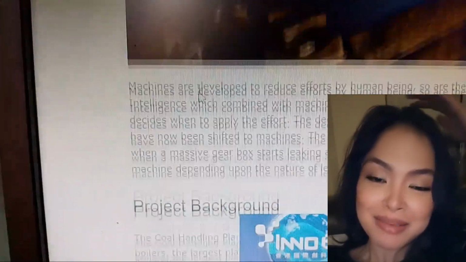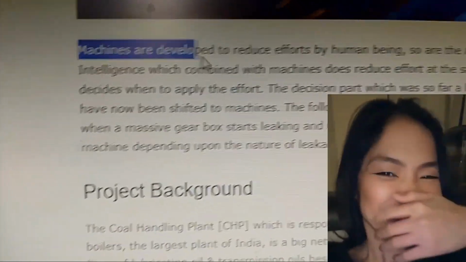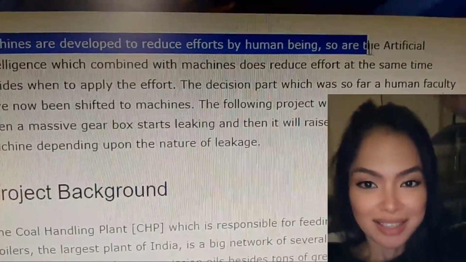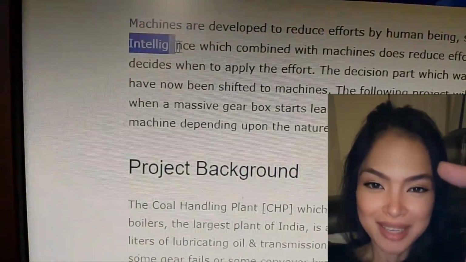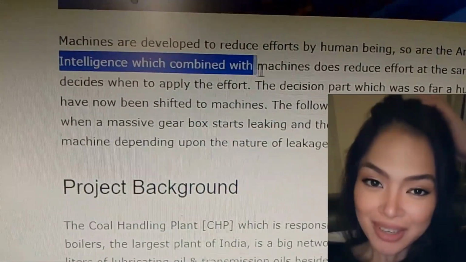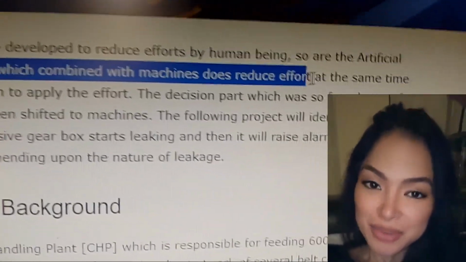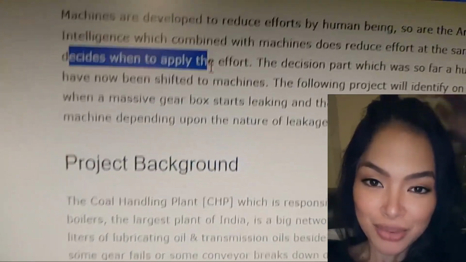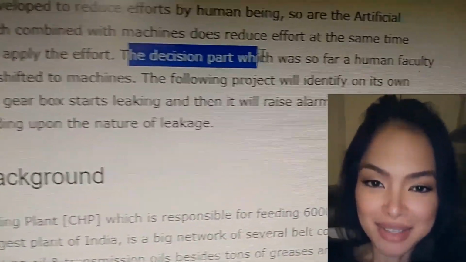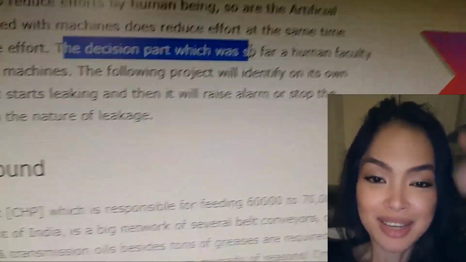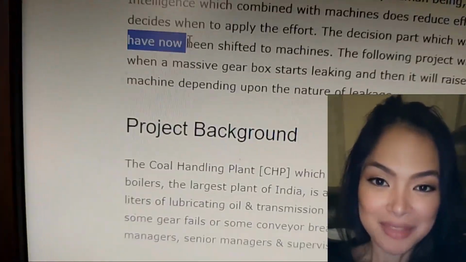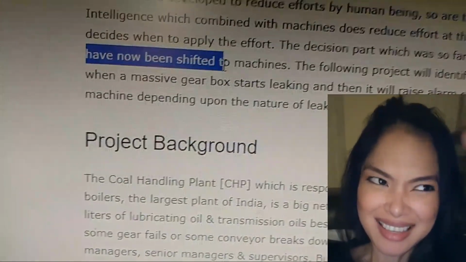Let's get started. Machines are developed to reduce effort by human beings. The artificial intelligence combined with the machine does reduce effort and, at the same time, decides when to apply the effort. The decision part, which was so far a human faculty, has now been shifted to the machines.